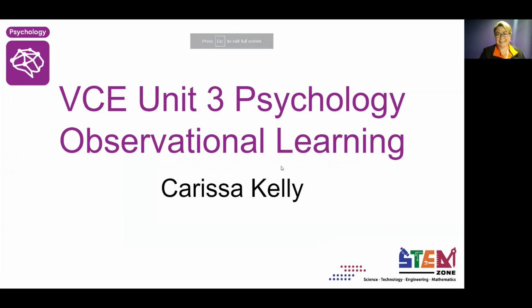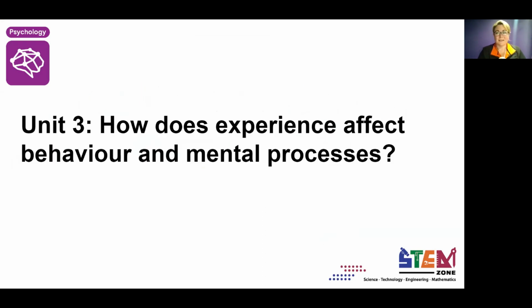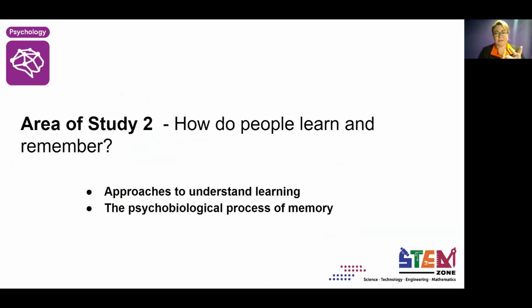Okay, so observational learning. It's the last one. You've got three different types of learning that you needed to learn about for your Year 12 psychology. The first one was classical conditioning. Second one was operant conditioning. Third one is observational learning. We did a video on classical conditioning and operant conditioning at the end of last term, and so first one this term is on observational learning. Also in this area of study, you've got memory as well, which is coming up later on.